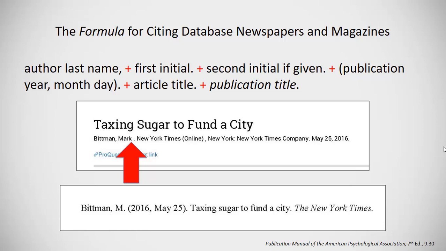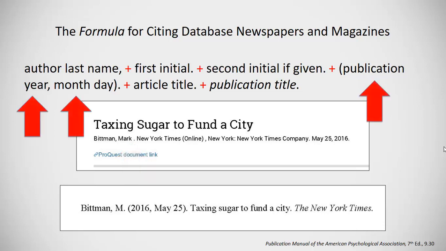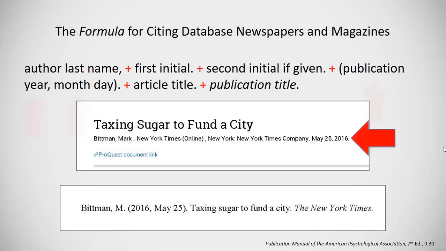Then you'll identify the publication year, month, and day and place them in parentheses. That information is found here, and there it is plugged into the citation. Next is the article's title, which is here. There it is in the citation, and notice that you only capitalize the first letter of the title. It's just the rule, don't overthink it. And lastly, you'll add the publication title set in italics, which is found here, and then there it is in the citation.